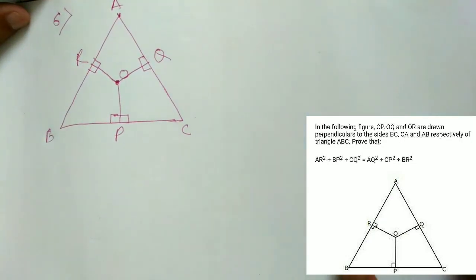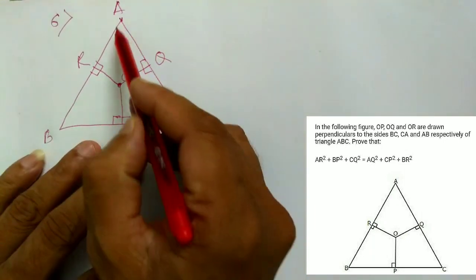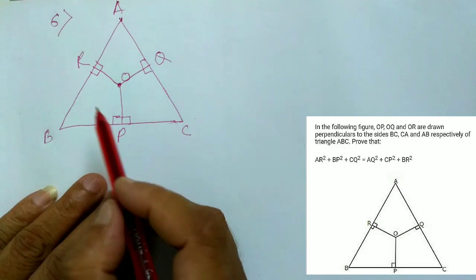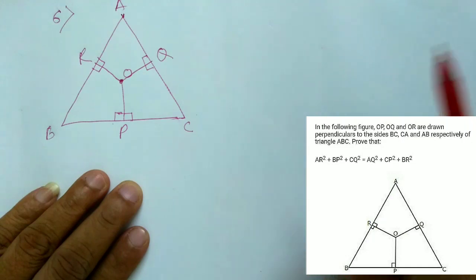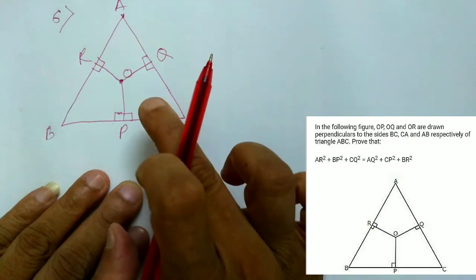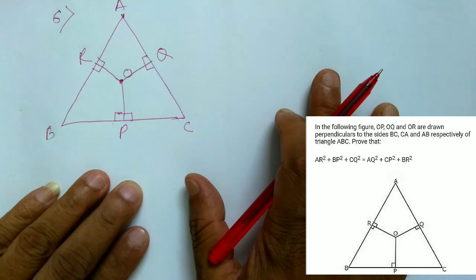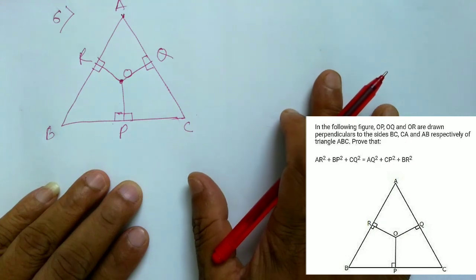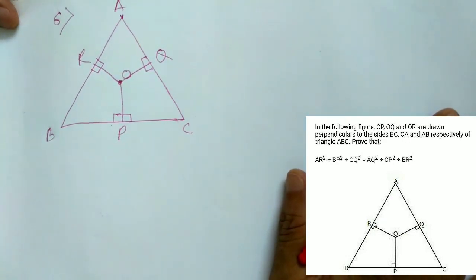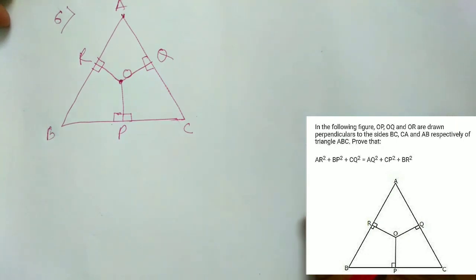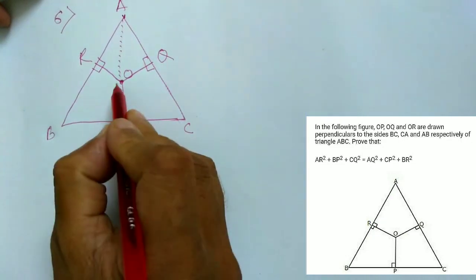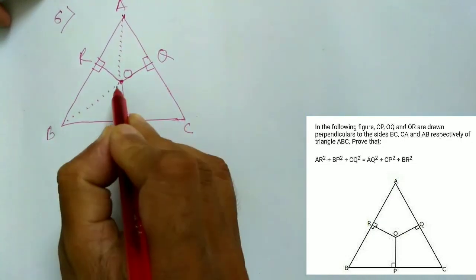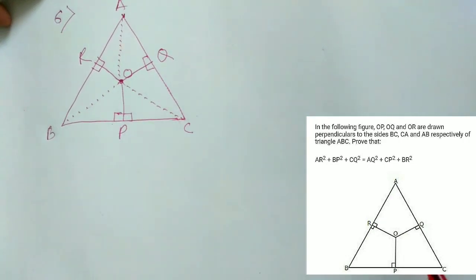Now we have to show AR square plus BP square plus CQ square equals AQ square plus CP square plus BR square. But from this figure which is given in the question, it's not possible to show what is given in the question. So we have to draw something extra. I mean, construction we have to do. What is that construction? Just join OA, OB and OC. So we have joined this.